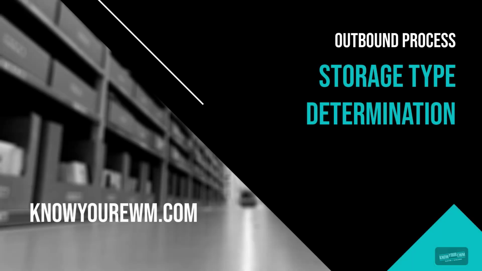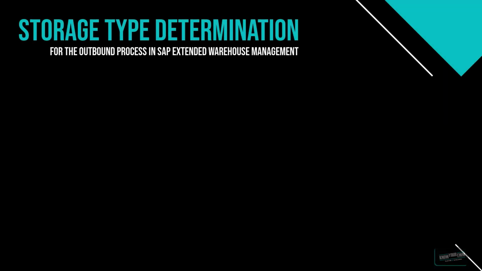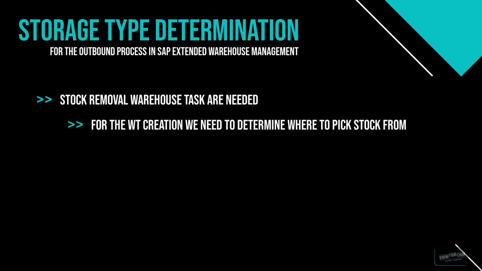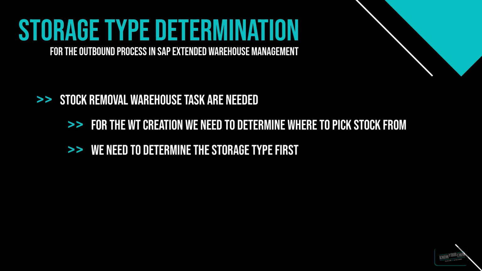Storage type determination. Now that we got the mapping right, we determined the correct warehouse storage types, it is time to search for the actual stock. And in order to execute the picking process in the EWM system, we obviously need some stock removal warehouse tasks first. And for the warehouse task creation, we need to determine where we want the stock to be picked out of. And the first part of that determination is obviously the storage type.